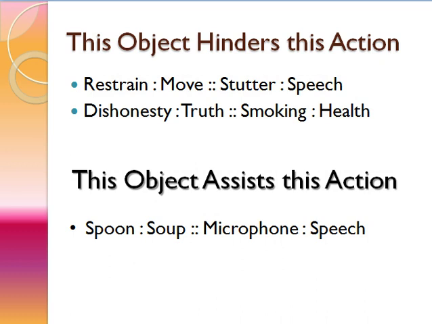This object hinders this action. The first is going to be the object for which the second word is going to be the action, but the object will hinder the action. For example, restrain is to move as stutter is to speech. Dishonesty is to truth as smoking is to health. Here, restrain is hindering the movement.